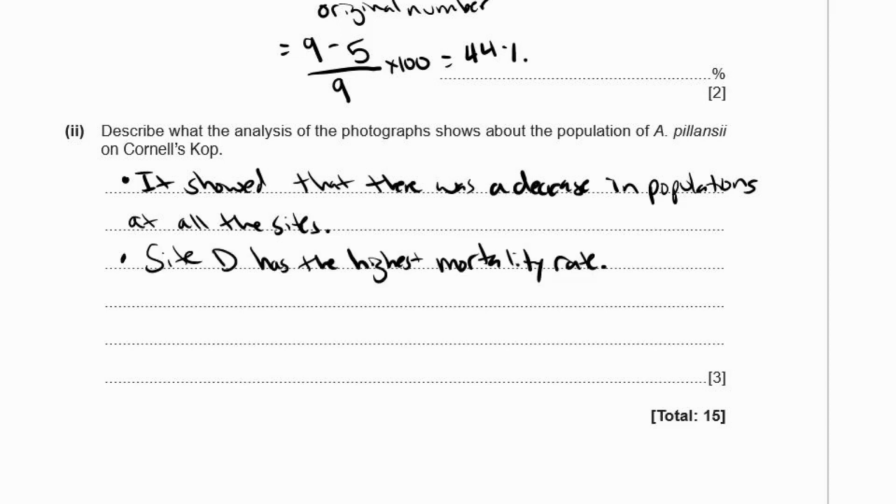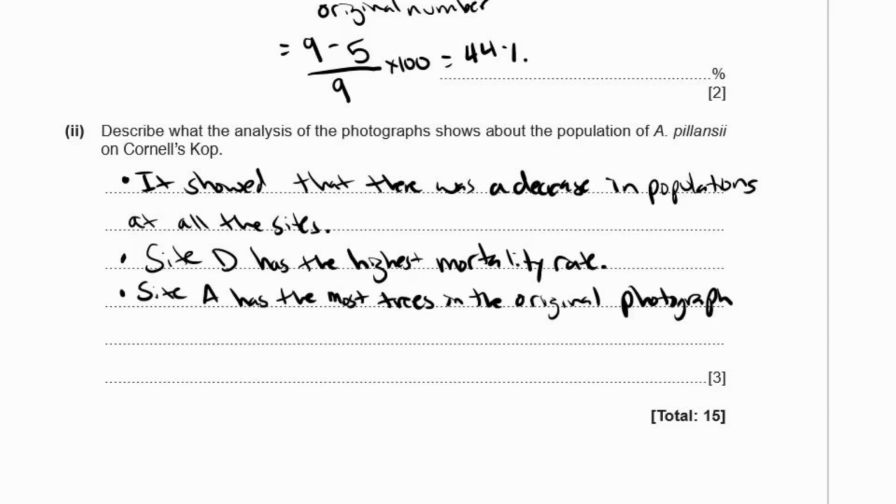So it showed that there was a decrease in populations at all sites, and site D has the highest mortality rate. It also showed that site A has the most trees in the original photograph, or C has the least. So site A has the most trees in the original photograph. You could also get a point from just quoting some data points from the last column, from the mortality rate, and you have to include the units.